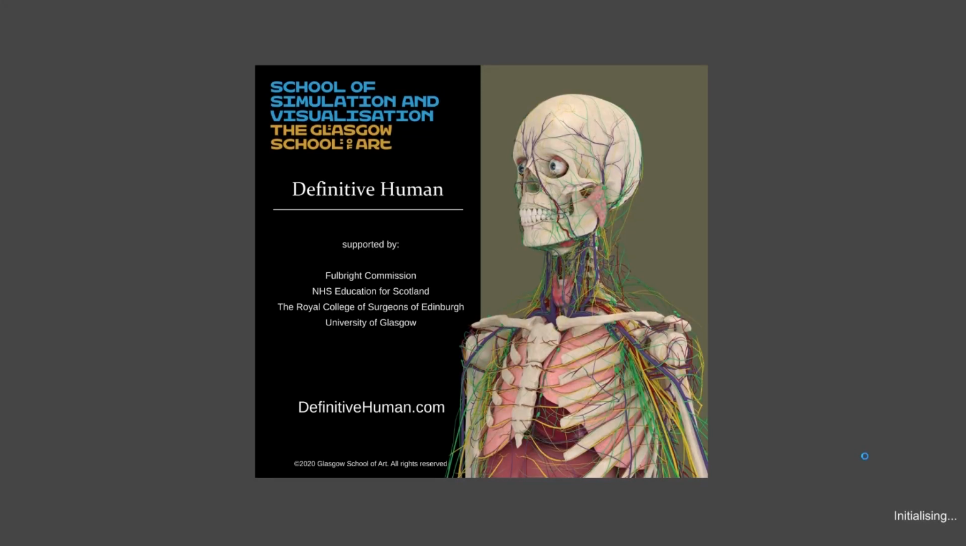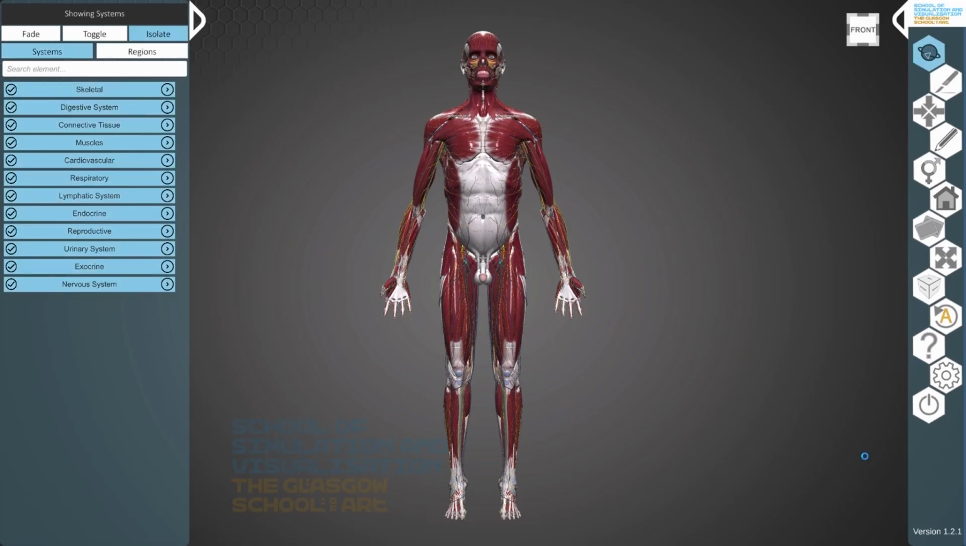Hello, and welcome to this short video which describes the user interface on the Definitive Human software. The Definitive Human and the head and neck share the same interface. There's only a very slight difference with the head and neck software, and we will be describing that in a later video. The objective of this video is to provide you with enough information so you understand the basics of the user interface. When you start the software, you see the 3D Human in the center of the screen.